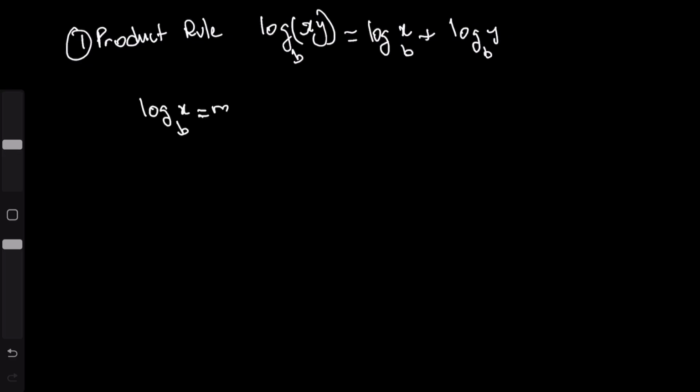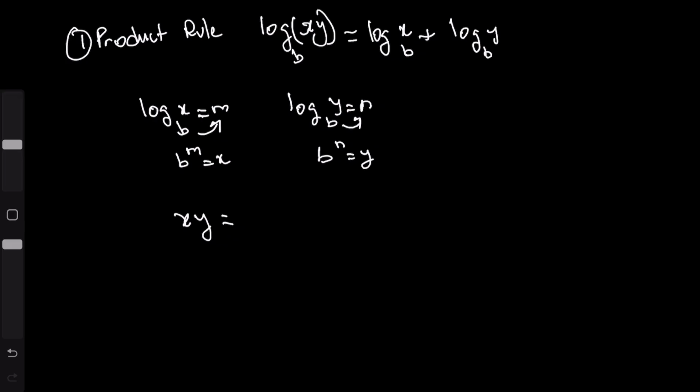Let log x to the base b equal m. The exponential form will be b power m equals x. Let log y to the base b equal n. Then b power n will be y. So let's multiply x and y. The multiplication of x and y will be b power m into b power n, right?